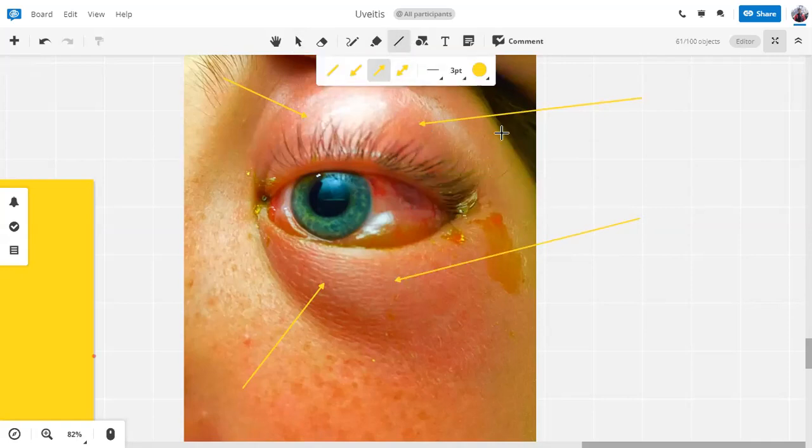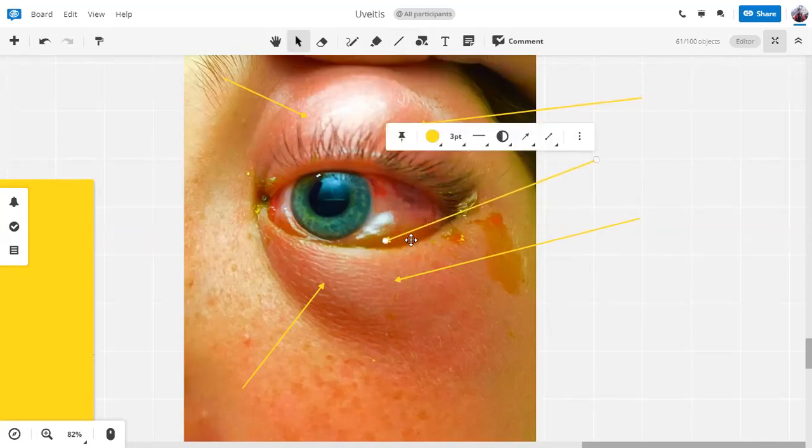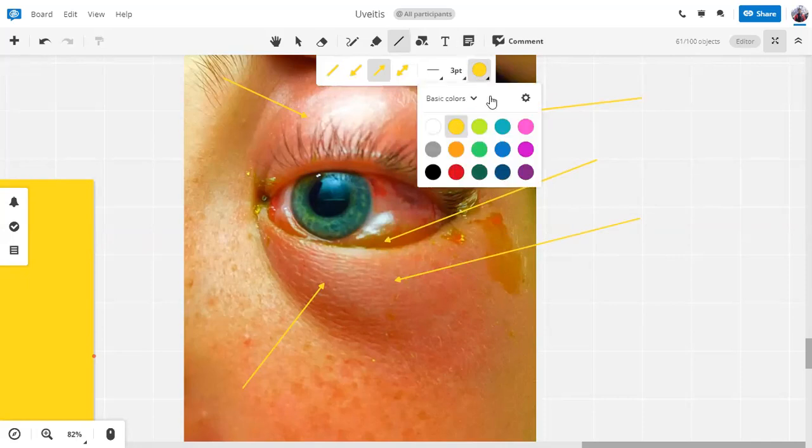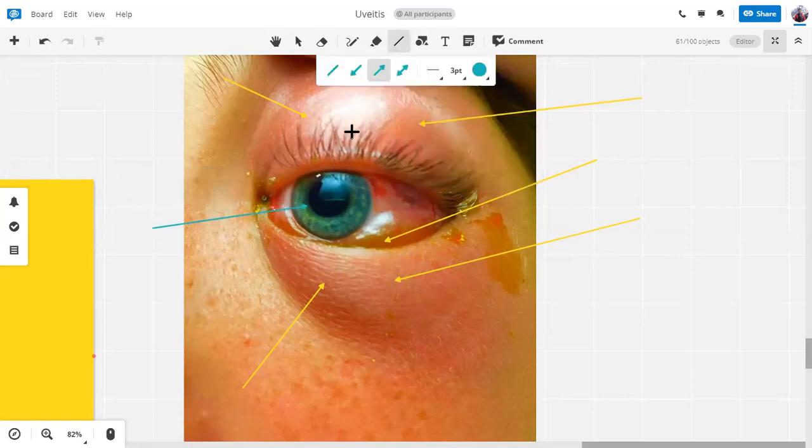What else do you see? और क्या है? Eyes to discharge. Okay, there is discharge. This is the discharge. What else? We have 4 minutes left. Cornea is normal. Pupil is dilated.